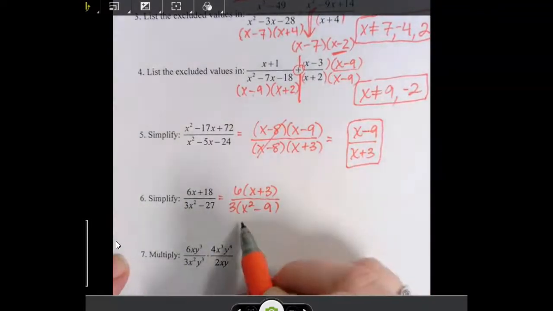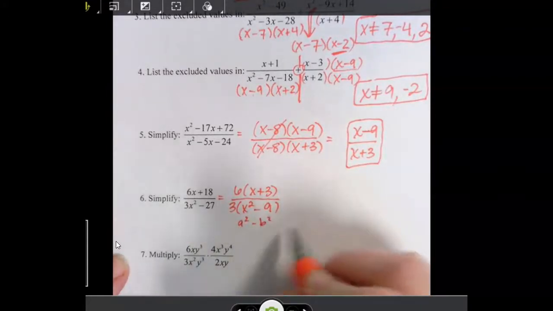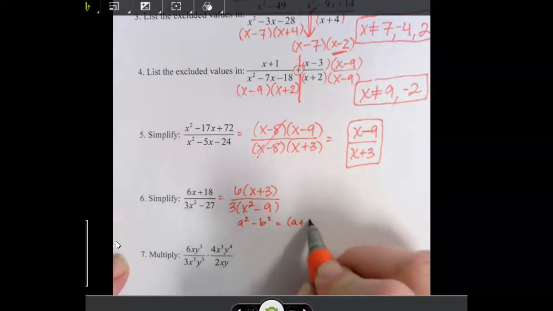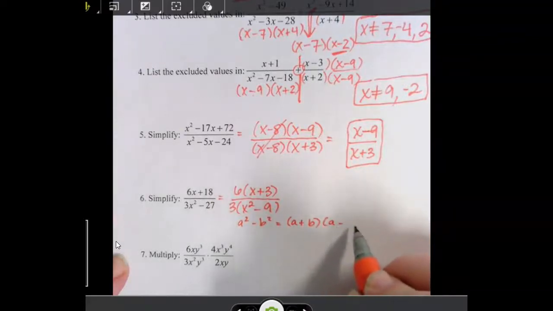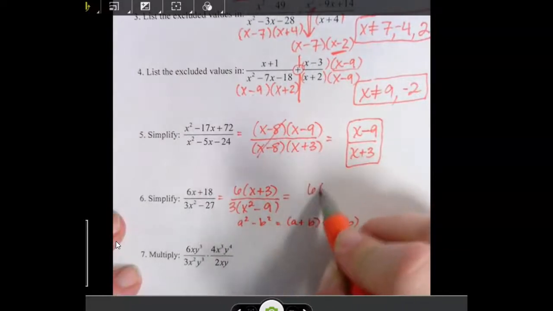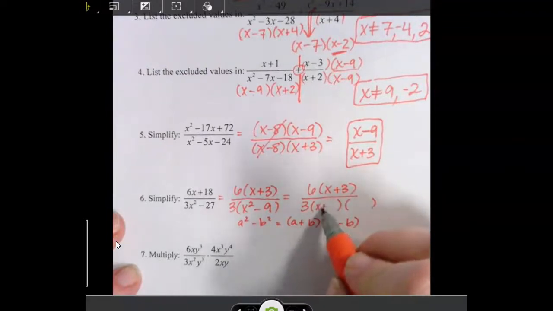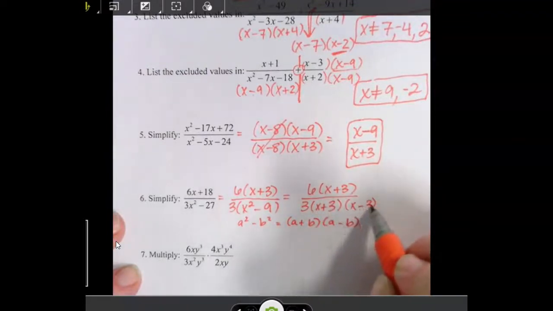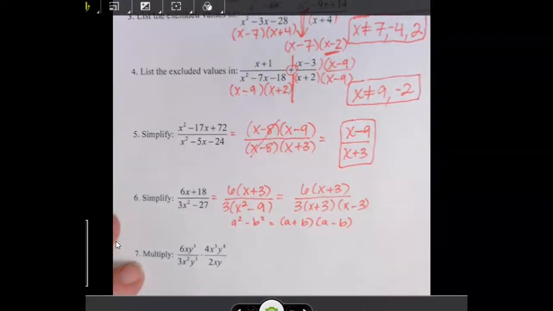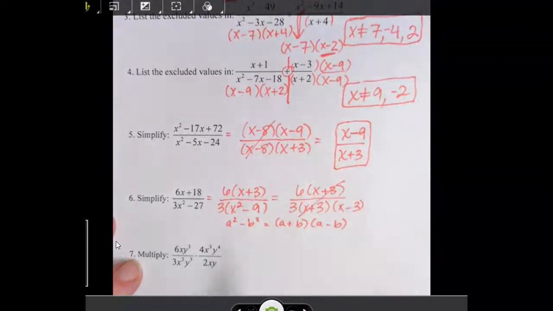And notice x squared minus 9 is a difference of perfect squares, a squared minus b squared. And that I can factor as a plus b, a minus b. So I can factor that further. Still have my 3, but I can factor the x squared minus 9 into x plus 3, x minus 3. Okay, so then I can see that there's a common x plus 3 factor, which I can cancel out.